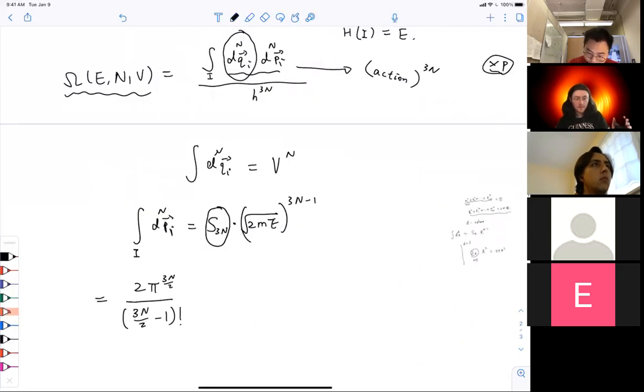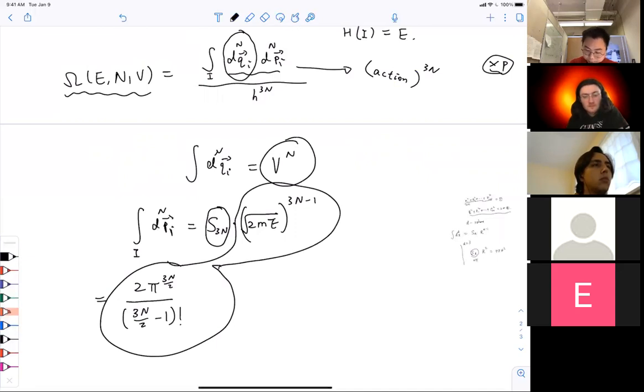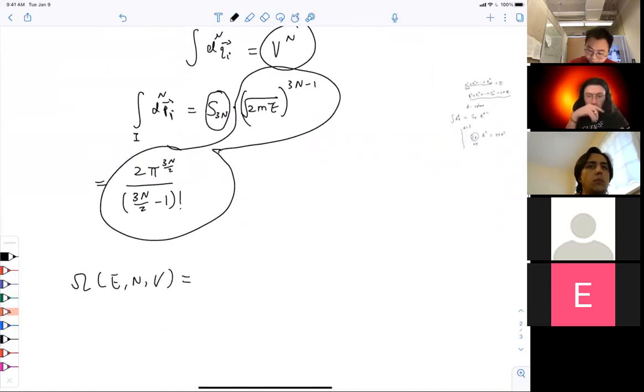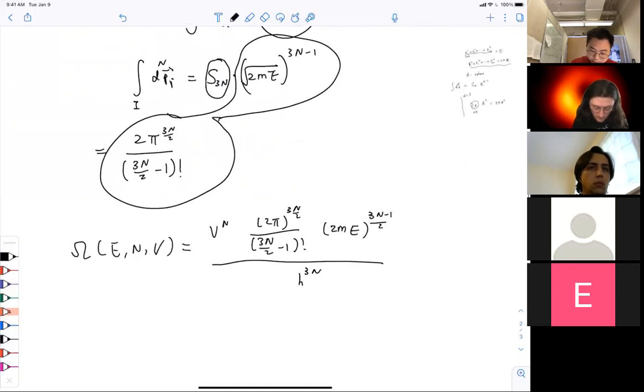Right. So we work out this volume part, the position part, together with this momentum part. So basically, we can write down the number of states, which looks very complicated, but the physical meaning is very clear. Let me first write it down. And if you take a log, you would get the entropy as a function of E, N, and V.